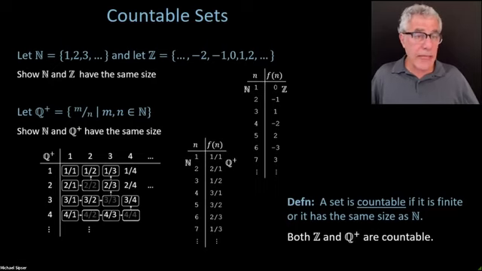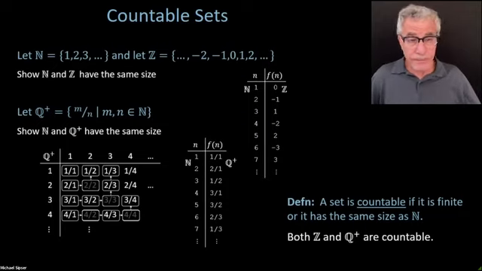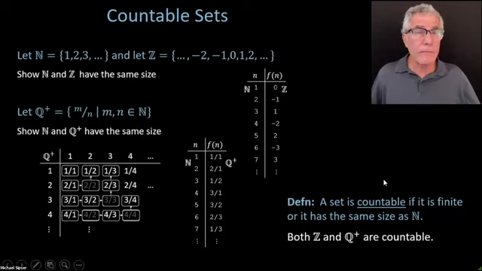So is N the smallest infinity? Yes, N is the smallest one. Whenever you have an infinite collection, you can always find a subset which is going to be a countable subset. So N is going to be the smallest of the infinities, but there are bigger ones. All right, why don't we move on?